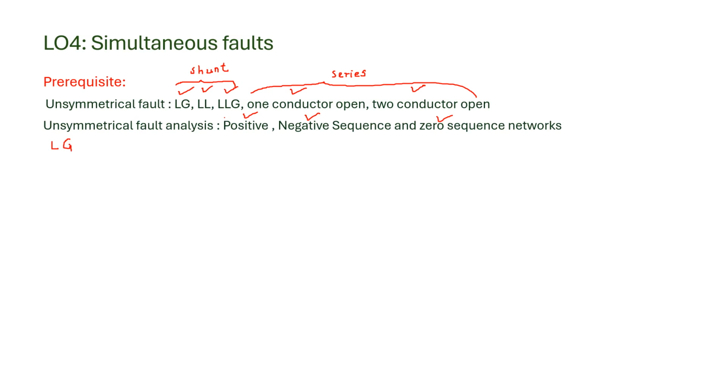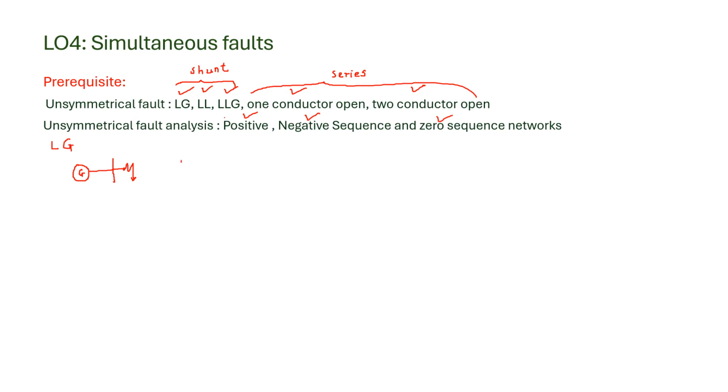If there is an LG fault, I will take one generator. To understand this, suppose there is a generator and suppose the fault has occurred at its terminal, that is LG fault. Now I want to find out what is the fault current and what is the voltage, everything. So I will first get the positive sequence network of the generator.